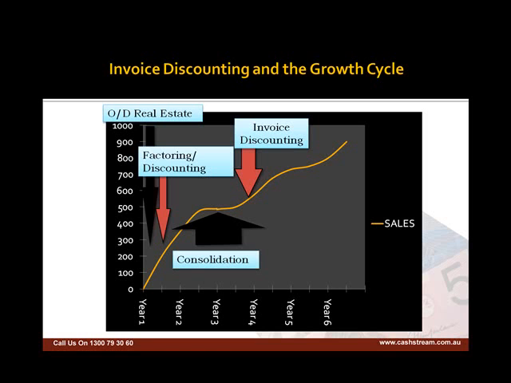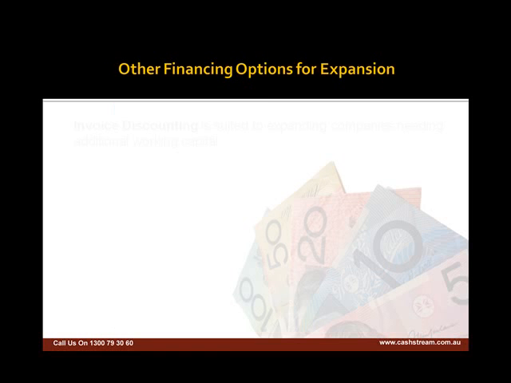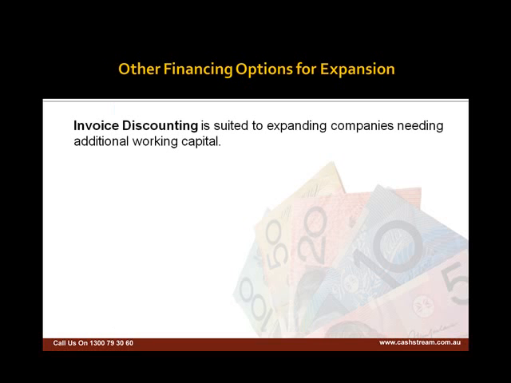Okay, let's look at the other options available for expansion and compare them to invoice discounting. Any expanding company needs additional working capital to fund stock, wages, overheads, etc. And the faster the growth, the more working capital is required. So what are the alternatives? Well, you can have a look at equity. Maybe you have some savings to put into your business. The question is, do you want to? Especially given the uncertain market conditions and also the credit crunch.